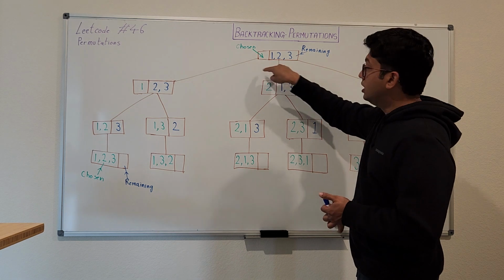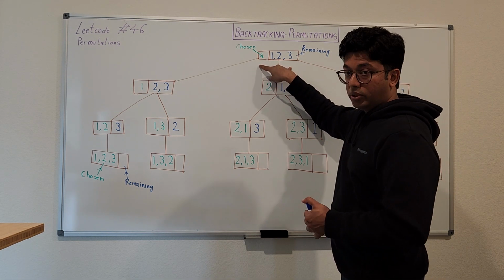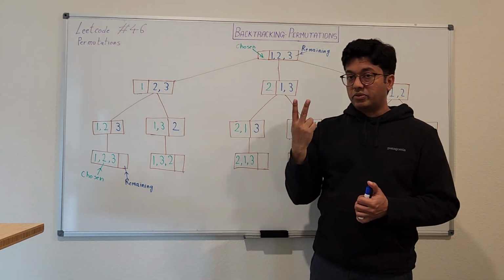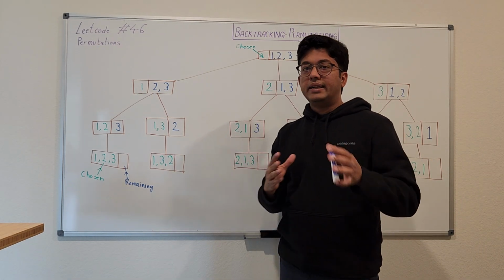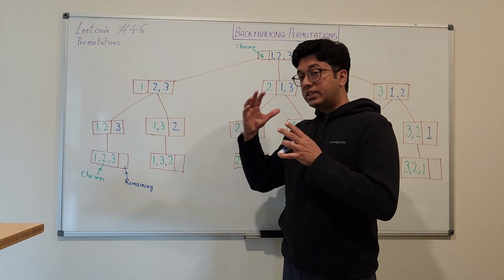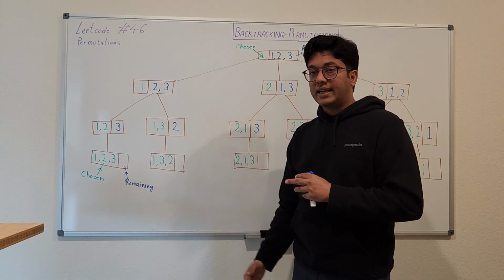One is a chosen list, one is a remaining list, and we keep modifying those same two lists. If you don't understand that part, I would encourage you to watch my first two videos, which are very short, where I explain the difference between primitive and reference type. So if it's a reference type, the same object is visible to all the stack frames.